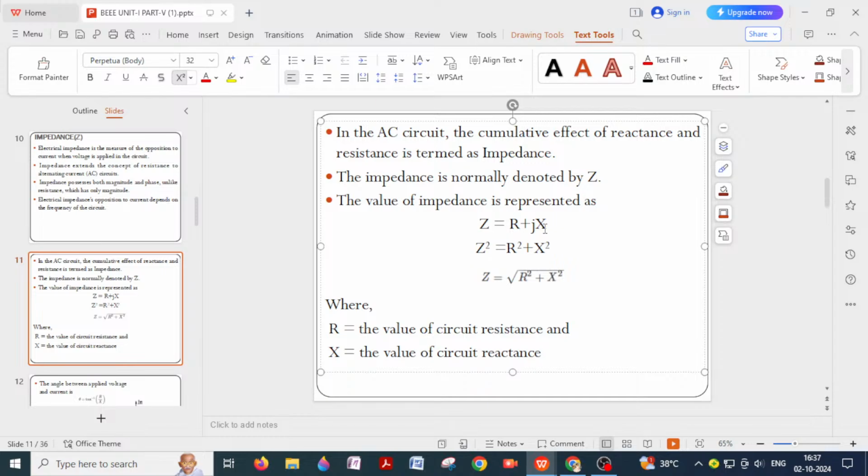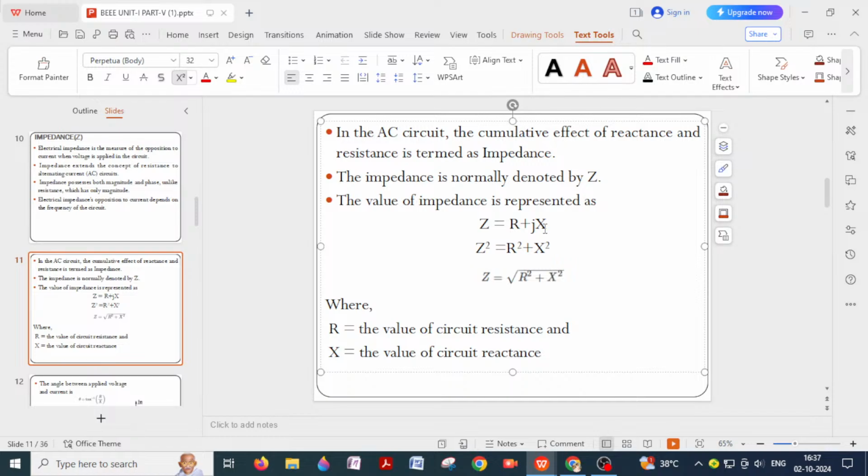You can see here, this is R. If R is lying on the X axis, then X will lie on the imaginary axis, that is on the Y axis. So there is an angular displacement of 90 degree. We already know that the j operator will be multiplied with any term when there is an angular displacement of 90 degree in the anti-clockwise direction. So here it is R plus jX.